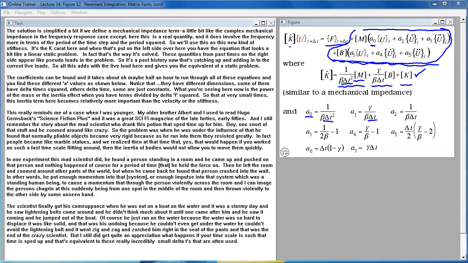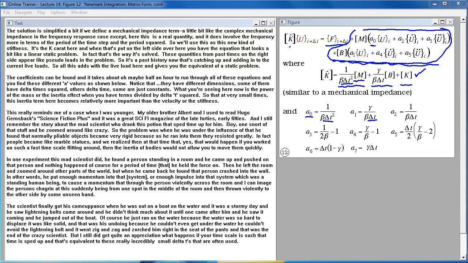And I still remember the story about the mad scientist who drank this potion that sped time up for him. And boy, one snort of that stuff and he zoomed around like crazy. So the problem was, when he was under the influence of that, he found that normally pliable objects became very rigid because as he ran into them, they resisted greatly. In fact, people became like marble statues. And we realized then at that time that yes, that would happen.